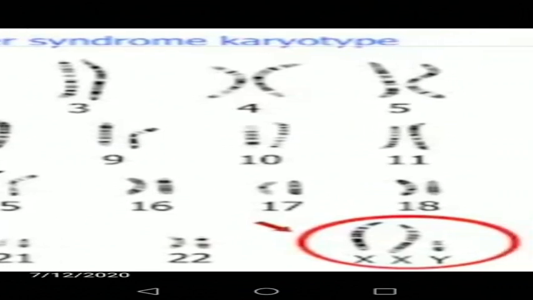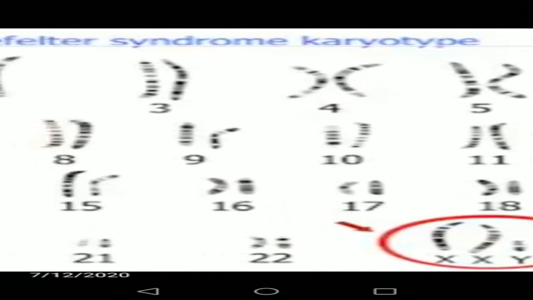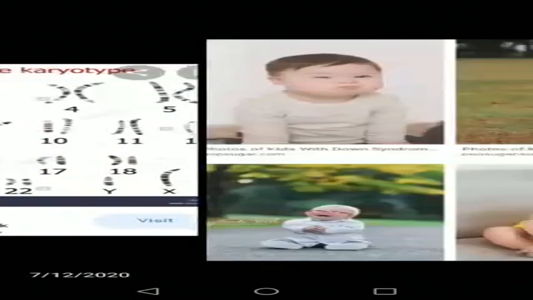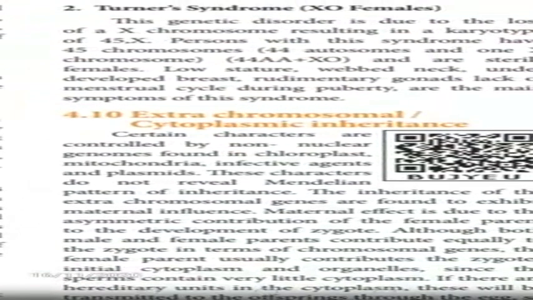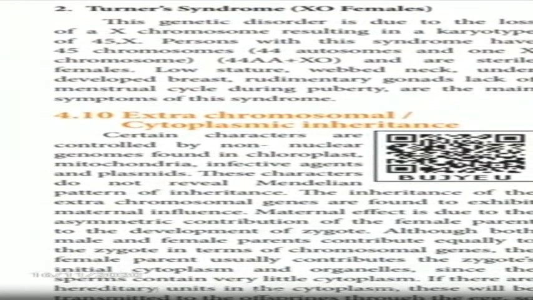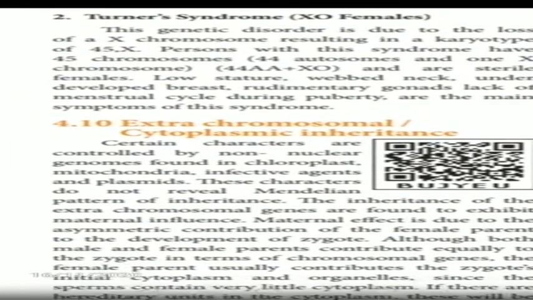So this genetic disorder is due to loss of an X chromosome resulting in the karyotype. So in 45 chromosomes, one X may be lost. That is Turner syndrome. So that's what they show here, 44 plus AA. Here the 44 are the regular chromosomes. Out of 46 chromosomes, 44 are autosomal chromosomes. Then in the 45th one, instead of having XX, they'll have one less X chromosome. That is what we call Turner syndrome.